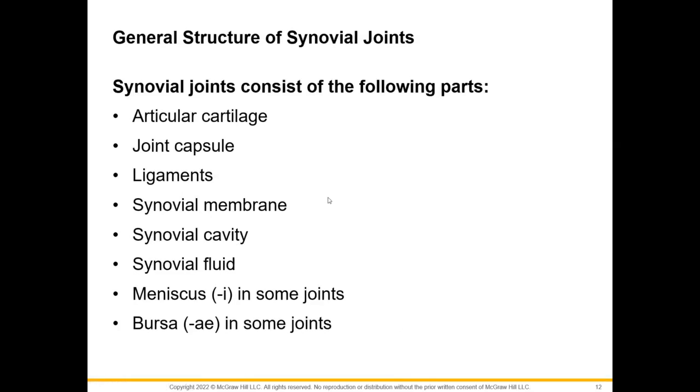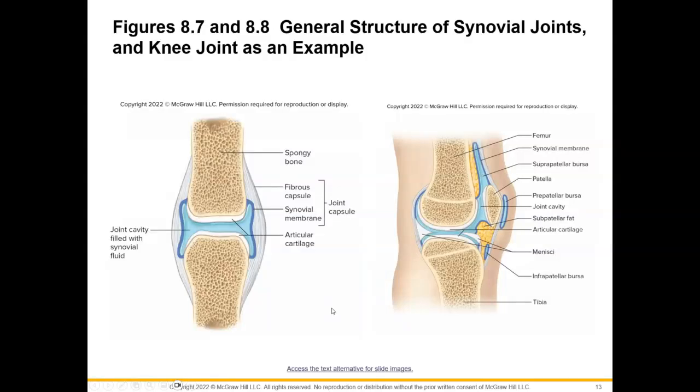Okay, the synovial joints consist of all these parts: an articular cartilage, a joint capsule, ligaments, synovial membranes, synovial cavities, synovial fluid, a meniscus in some joints, and then a bursa in some of your joints. And this shows that basic structure.